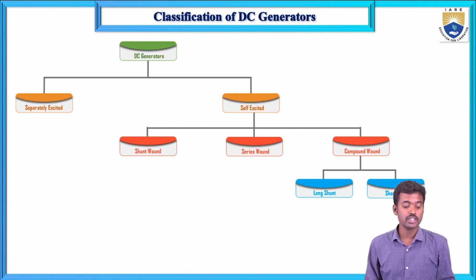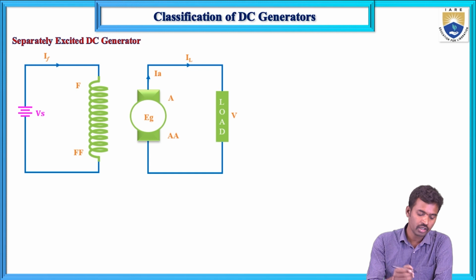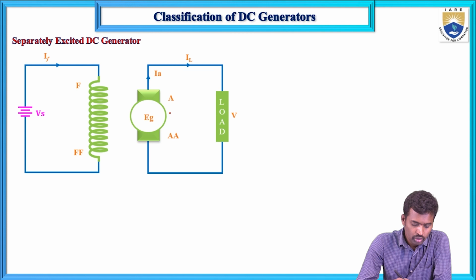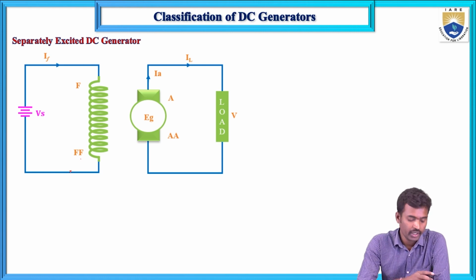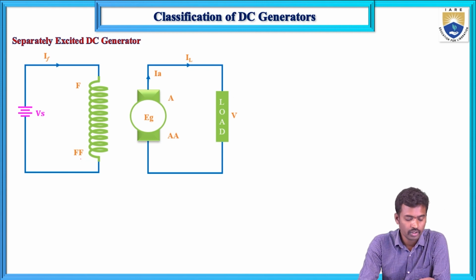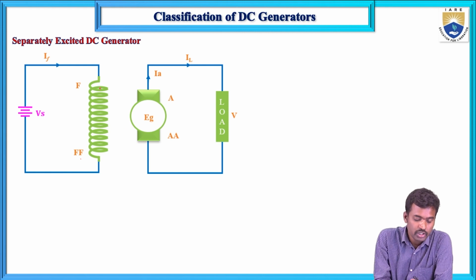Now first I will explain the separately excited DC generator. Here there is no connection between the field winding and armature winding. AA indicates the armature winding and FF indicates the field winding. This field winding is excited with a separate battery. That battery voltage is V.